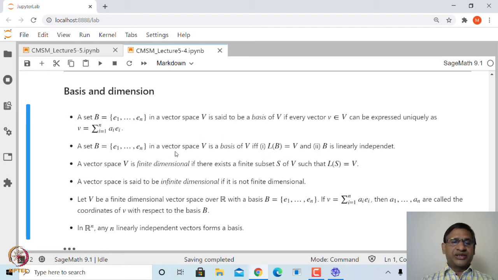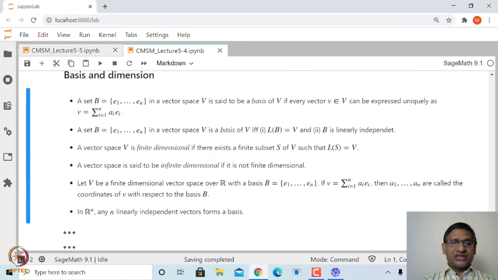This is a simple result. In case you have a vector space such that it can be spanned by a finite set S, then we say that V is a finite dimensional vector space, and one can show that if you take any two bases of a finite dimensional vector space, the number of elements is the same, and that number is called the dimension. A vector space is said to be infinite dimensional if it is not finite dimensional, and for example, the set of all functions from any non-empty set X to R is an infinite dimensional vector space.